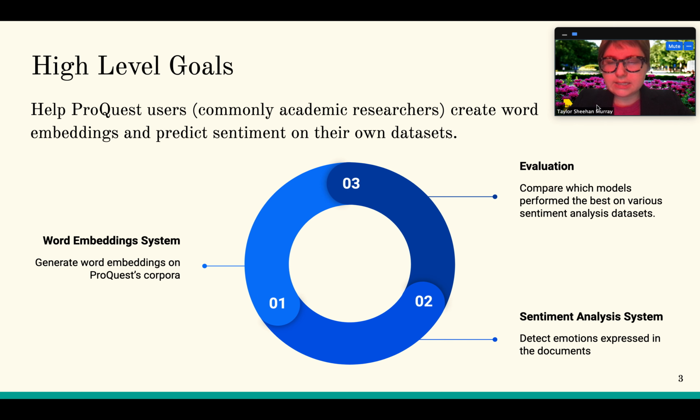So part of our goal is to have a word embedding system. The next part is to have a sentiment analysis system, and then finally an evaluation system to figure out which models perform the best on various sentiment analysis data sets.